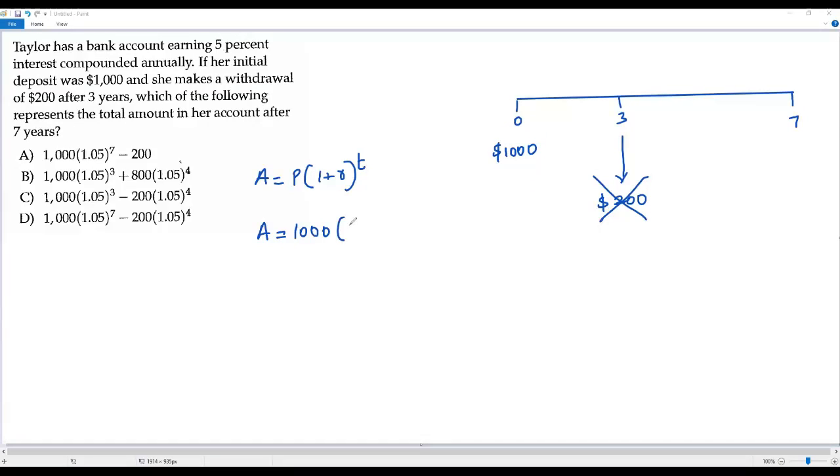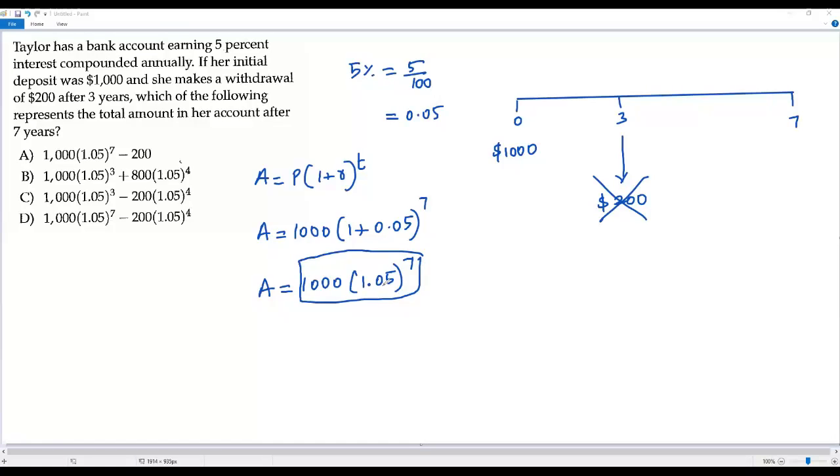So $1,000 times (1 + R). R stands for the rate of interest in decimal form. Here the rate of interest is 5%, so if I convert this 5% to decimal, it will be 5 over 100, which is 0.05. And the time period is 7 years, so we can plug in 7. After simplification, we get 1,000 times 1.05 to the power 7. So she deposits $1,000 and has not made any withdrawal, and after 7 years, this is the total amount she will have in her account.